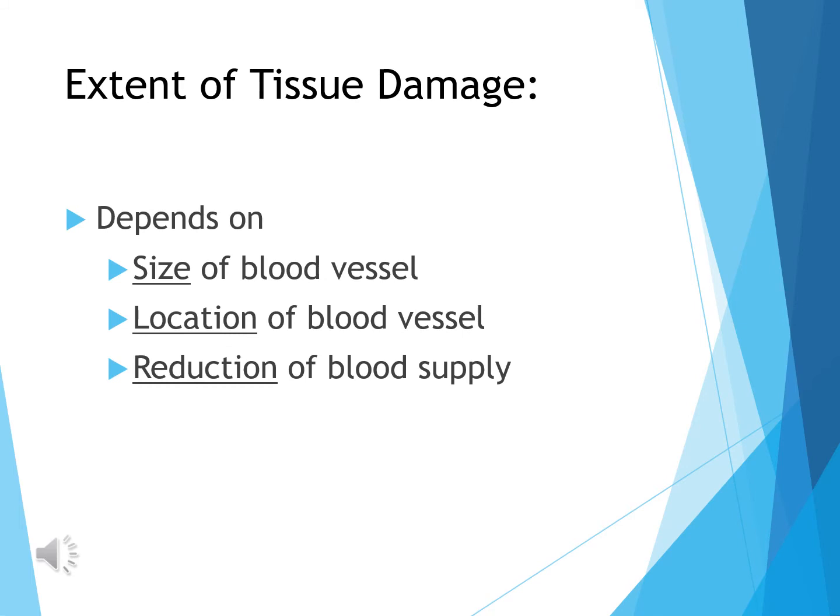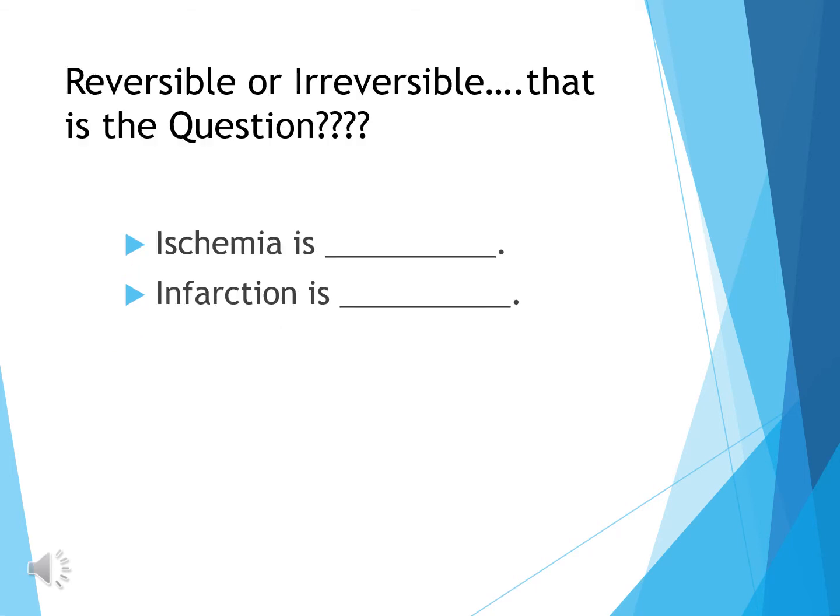So the extent of tissue damage depends on three things: the size of the blood vessel, the location of the blood vessel, and the reduction of the blood supply. So is it reversible or irreversible? That is the question. So remember, ischemia is reversible. All we have to do is give oxygen to that tissue and that tissue will be revitalized. Whereas in infarction, that is irreversible. The tissue has died. It's gone too long without oxygen supply and was unable to maintain its viability.